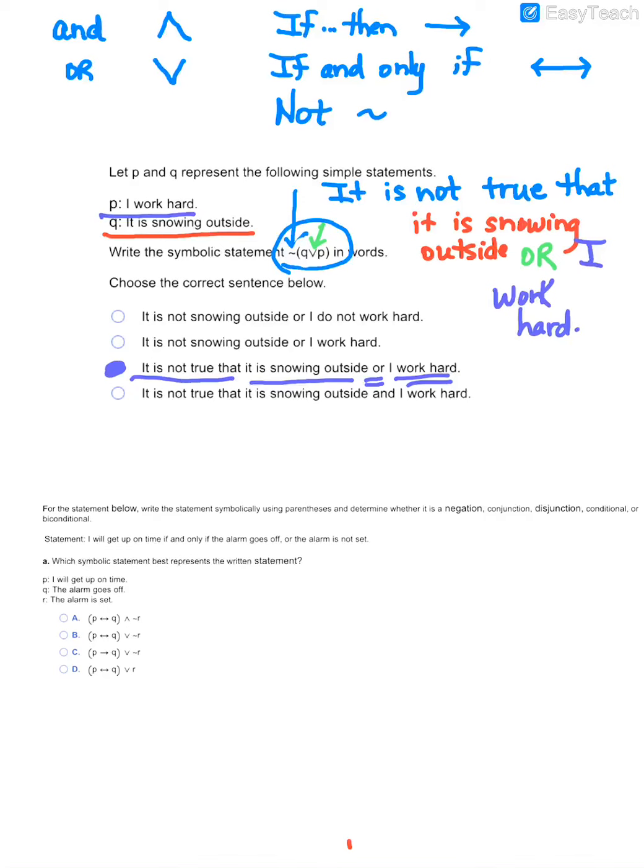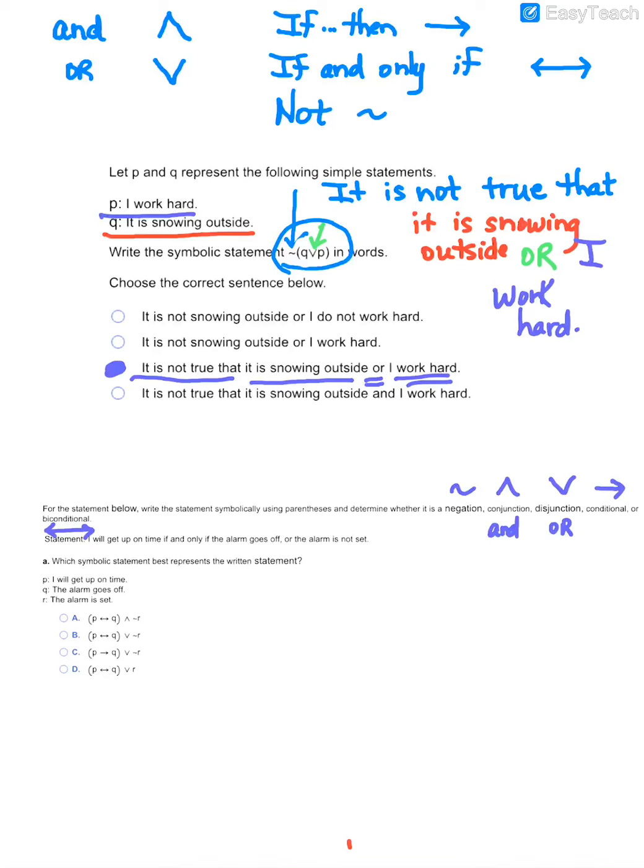All right, in my second example, for the statement below, write the statement symbolically using parentheses and determine whether it is a negation. Negation would mean that we would have the tilde. A conjunction just means the same as the word "and." A disjunction means the same as the word "or." The conditional is your if-then statement, and the biconditional is your if and only if statement.